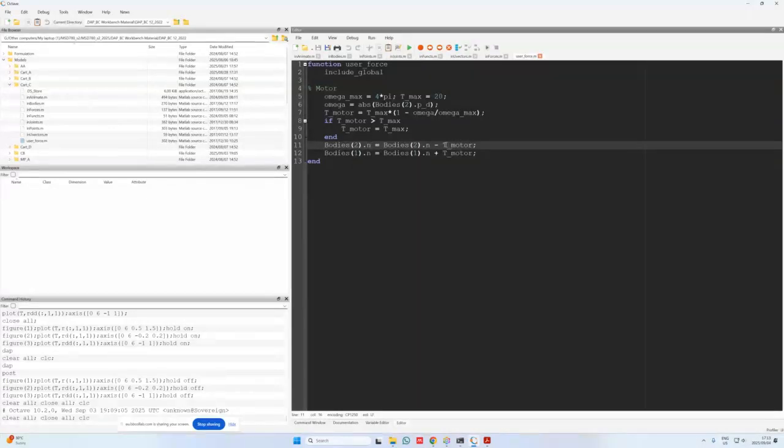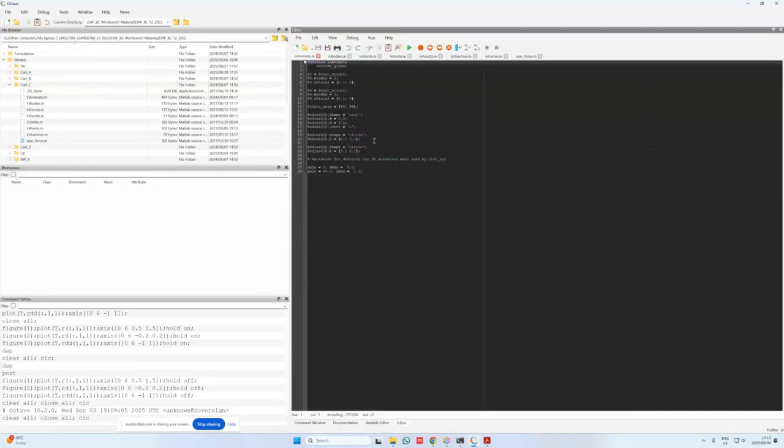And in accordance to Newton's third law, I just need to remember to give the driver load then on body 1 as well, since this load is acting between body 1 and 2. So in that case, I simply say body 1.n is equal to whatever the current moment is on body 1 plus T motor. So a different sign, equal magnitude but opposite direction when it's acting on body 1. And that then fully defines the user force of the system.